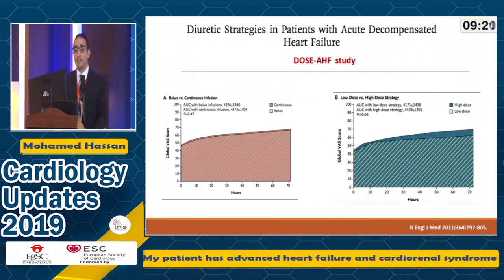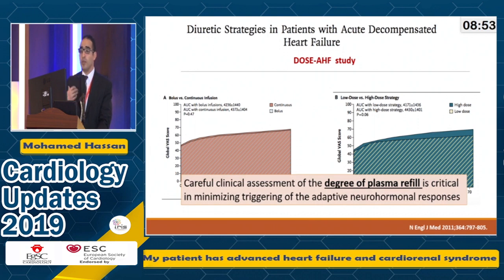The DOSE heart failure study showed that there is no difference between IV infusion or bolus regarding improving symptoms or worsening renal function. So both can be used equally, but there is a trend that high dose of IV diuretics is associated with significantly lower symptoms compared to low doses of diuretics.